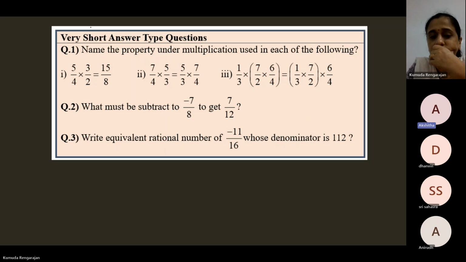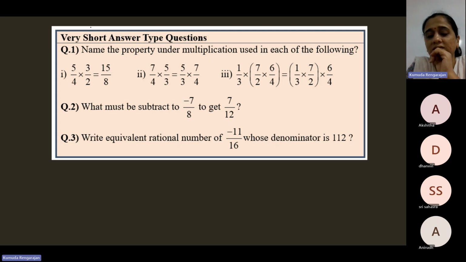Ma'am, first one is closure property. Correct. The first one is closure property. Ma'am, next one is commutative property. Associative property. So this will not be interesting because all of you are shouting out answers for different questions. We are still in the first one. I haven't taken you to the second one at all.